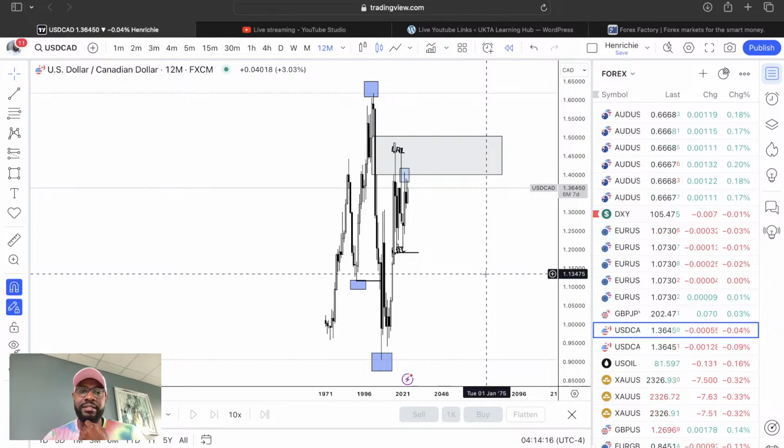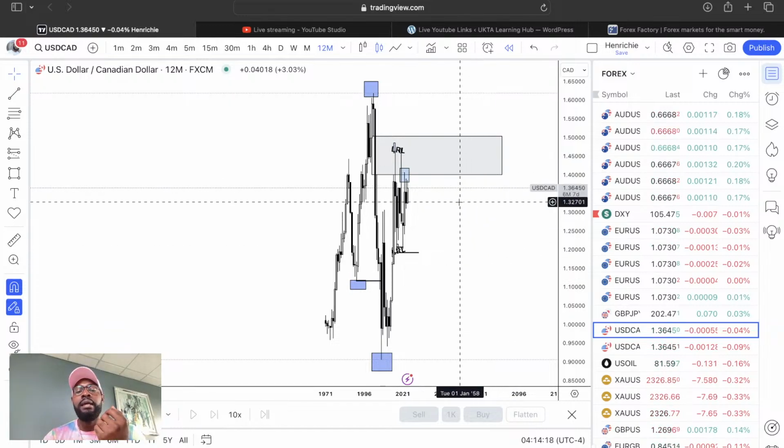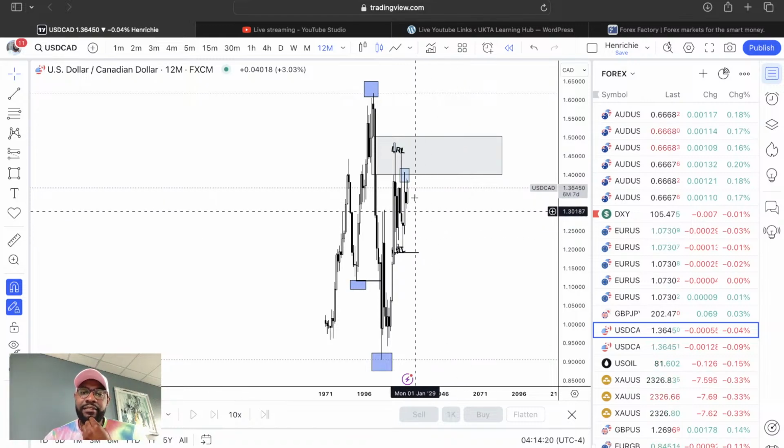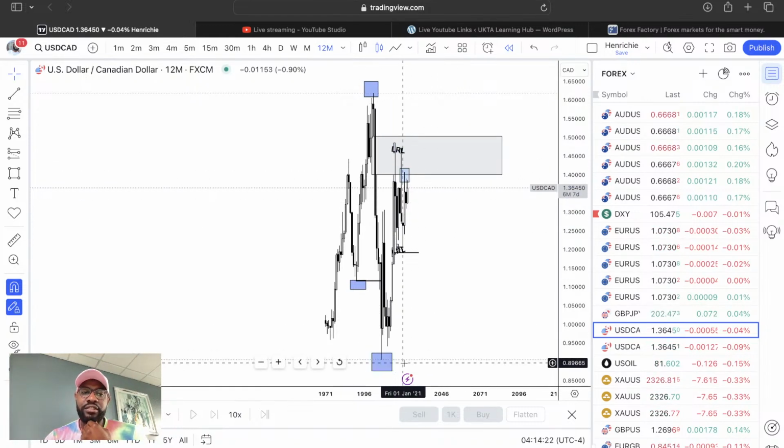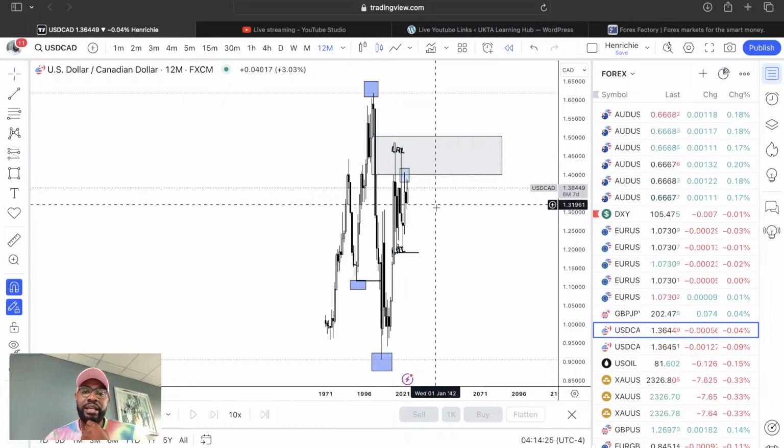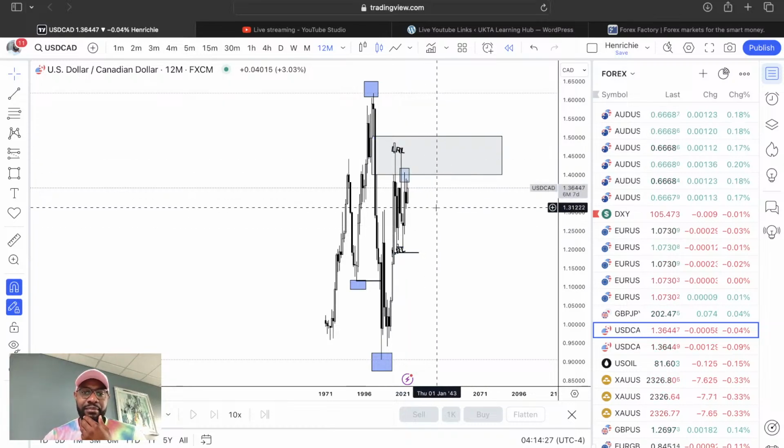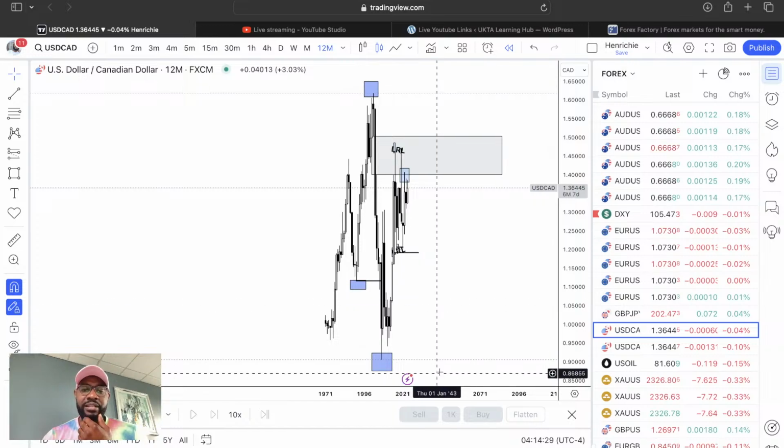Nobody knows how long it's going to take. This is the 12-month time frame. It could take years, even a decade, for price to come as low as this position, because every single candle here is 1 year. So that could take maybe a few years before price will ever come down here.